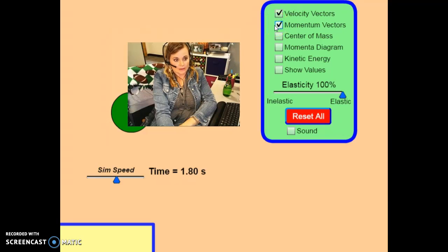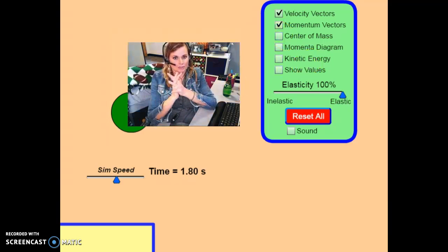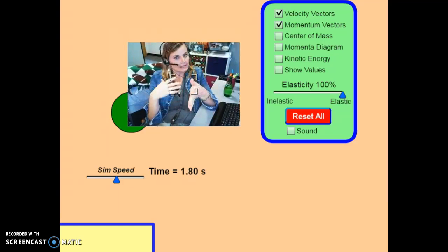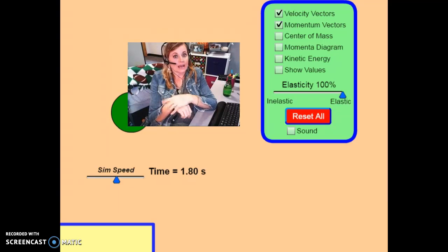You can show momentum vectors. It's just going to tell you where the momentum is going. Remember that a vector on here will not just be a direction, but it'll also give you a size of the arrow, which will indicate relative size, relative quantity, right? So if you're looking at velocity, for example, the larger the arrow, the faster it's going, but it's not going to give you the numeric value.